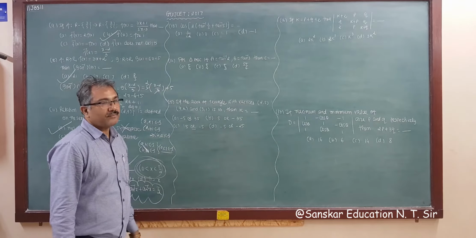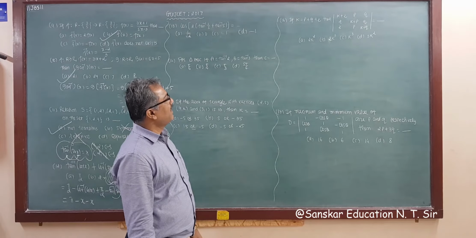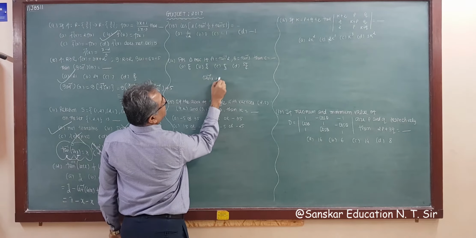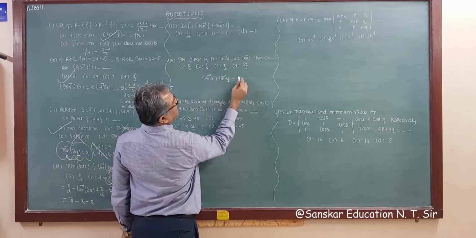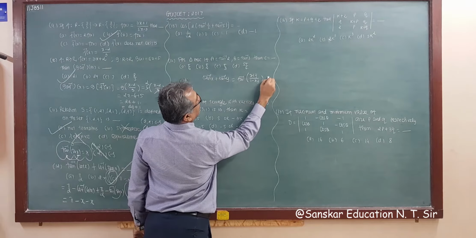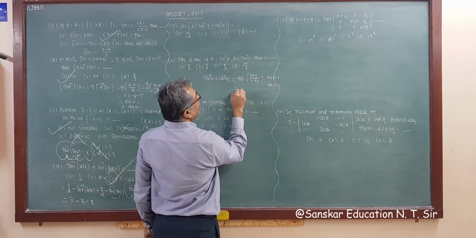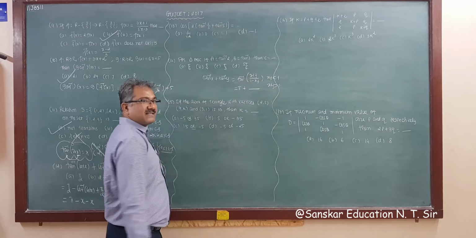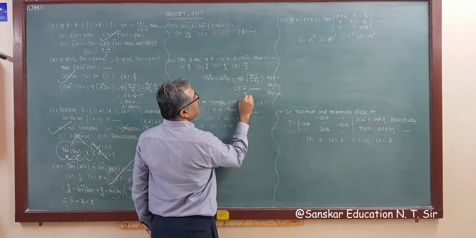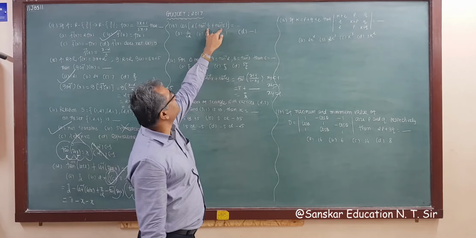Now this: cos of 2 tan inverse 1 upon 5 plus tan inverse 5. Now you know one formula: tan inverse x plus tan inverse y is equal to tan inverse of (x plus y) upon (1 minus xy) if xy is less than 1. If xy is greater than 1, then the answer is pi plus tan inverse of (x plus y) upon (1 minus xy). And if xy is equal to 1, then the answer is pi by 2. So look here, xy is 1. So the answer of this is pi by 2.